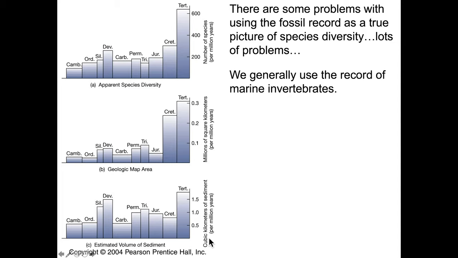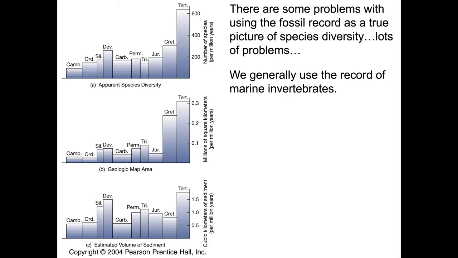The same goes for the volume of sediment that's generated at any given time. The volume of sediment that's present on Earth today indicates that the Tertiary again comes out as a winner. Again, it's youngest, it's on top. That's to be expected. But we have some periods going back, such as the Devonian, which show exceptionally large amounts of sediment generated during that period of time.